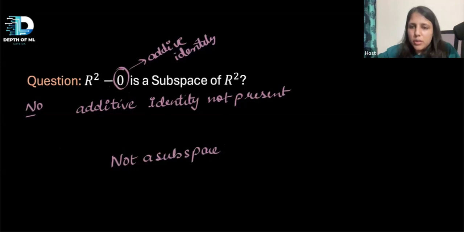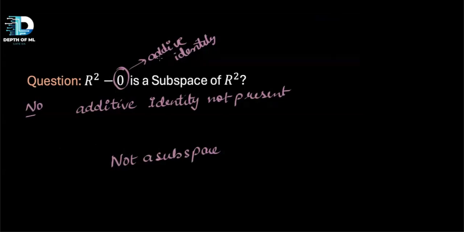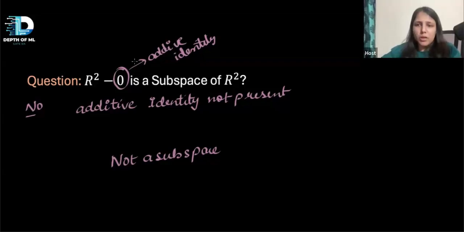It does not contain origin. That's what it translates to: it does not have the zero vector. Origin is actually a geometrical word. It's not a very linear algebra kind of word. When I say origin in geometry, it means the zero vector in linear algebra.